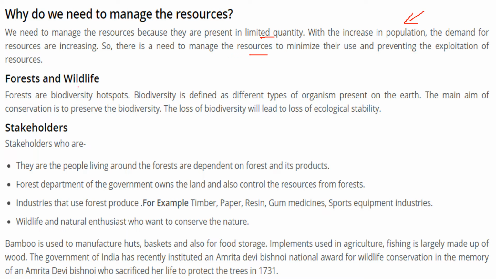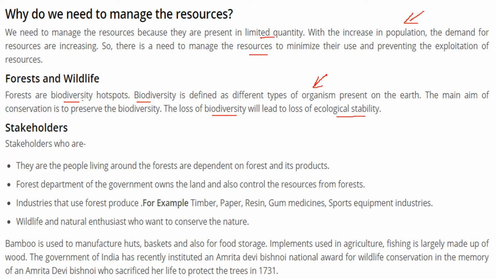Forest and wildlife. These are biodiversity hotspots. Biodiversity means different types of organisms which are present on the earth, in a local area or in the globe. So this can be from micro to macro level. You can talk about biodiversity. The main idea is conservation. That is, the biodiversity needs to be conserved. If at all there is a loss of biodiversity, there will be loss of ecological stability.